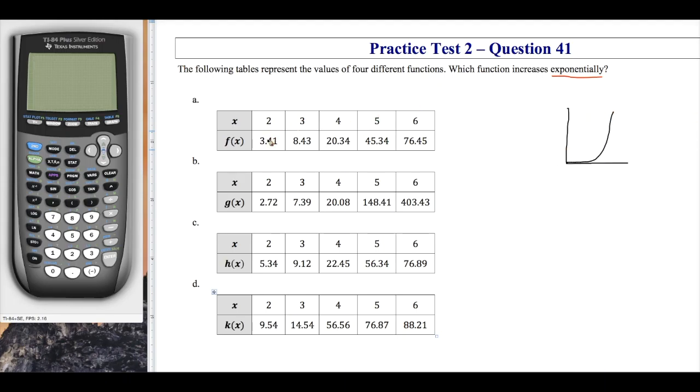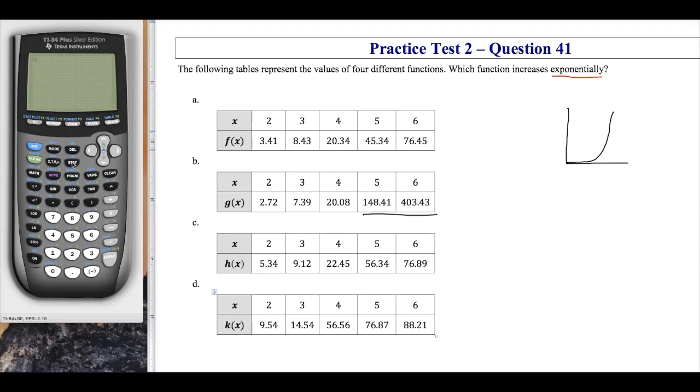So let's take a look at our 4 data sets to see which one of those data sets matches an exponential curve. They all appear to be increasing from values of 2 to 6. But if you look at g of x, it increases dramatically on the end here. But let's take a look at these as they're graphed. And we're going to do that using our graphing calculators. So come over to the graphing calculator.